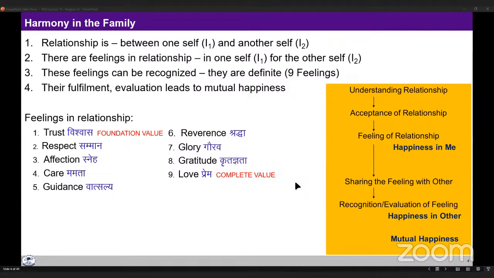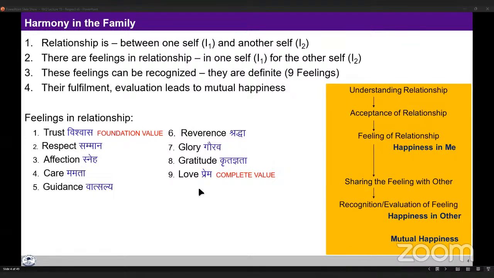Now, I had shared this feeling of trust with the other person, but the other person was not able to make it out. So what happens? I am happy about it, but right now this feeling has not reached the other person. So for the other person, it has not led to happiness. So it's my responsibility that I am sharing the feeling of trust, and the other person is also able to make out that it is trust that I'm sharing. Once the person is able to make out, that would lead to happiness in me as well as happiness in the other person. With this feeling of trust, I go ahead to evaluate this other person.